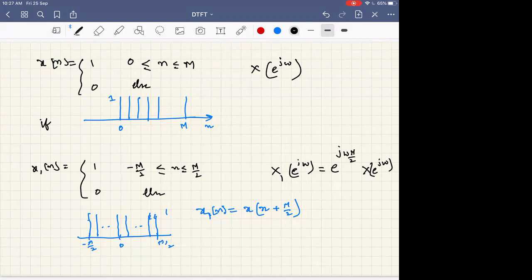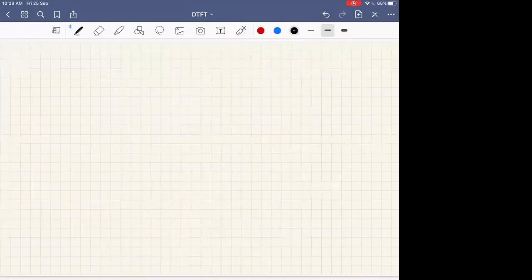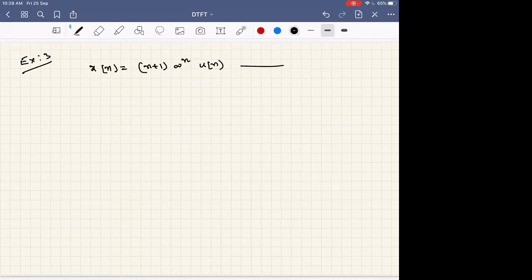So let us move on to the discussion of a slightly different example. Let x of n be equal to n plus 1 times a power n u of n. So what is its Fourier transform is our question.